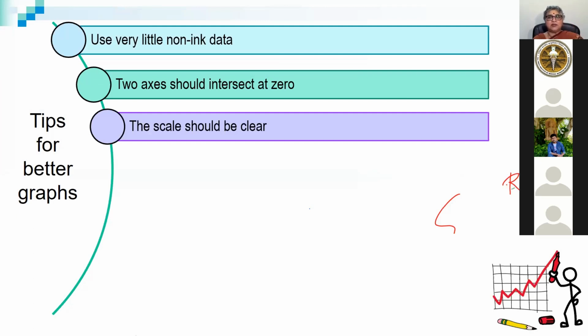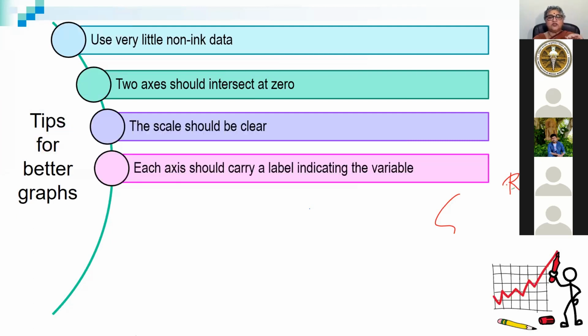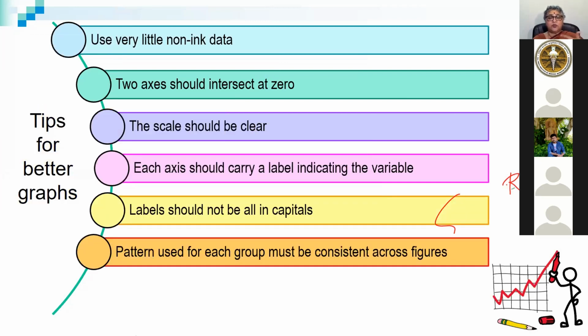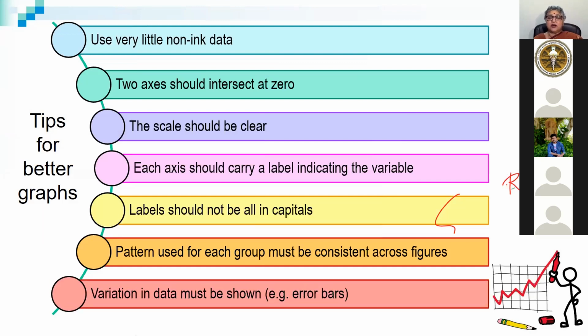What is it? Is it months? Is it hours? Is it a percentage? Please make sure that each axis carries a label. Labels should not be in all capitals. Again, people like to put the labels in capitals. Please don't use capitals.